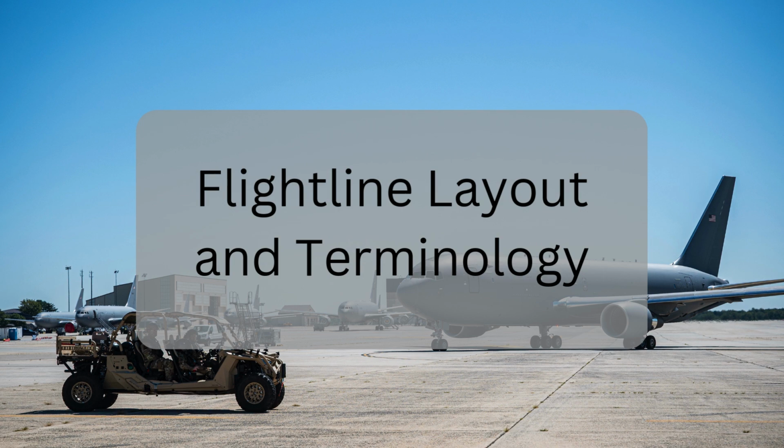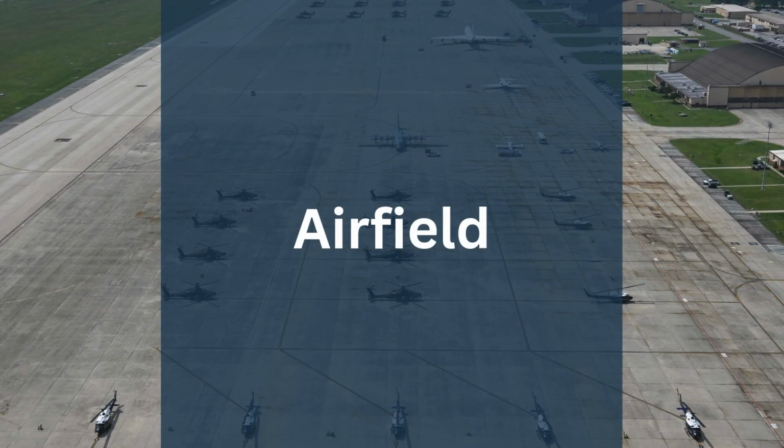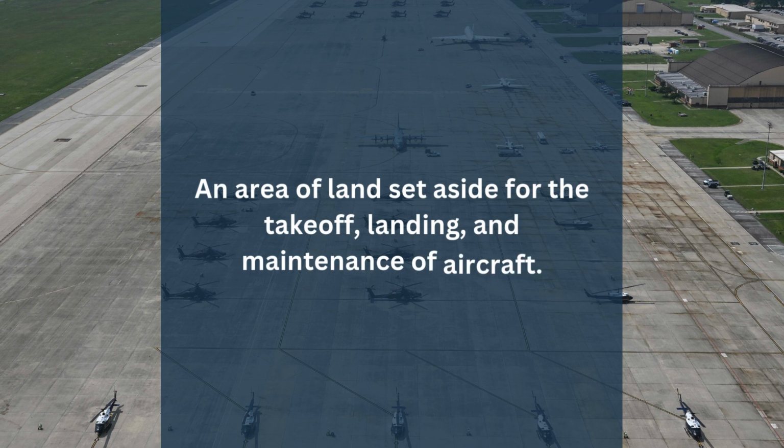First, let's begin with an overview of the flightline layout and terminology needed to understand the main areas of an airfield and how they work together to support aviation operations. Let's begin with the airfield. An airfield is a designated piece of land used for the takeoff, landing, and maintenance of aircraft. It is the core of aviation activity, where everything from flight operations to ground support occurs.